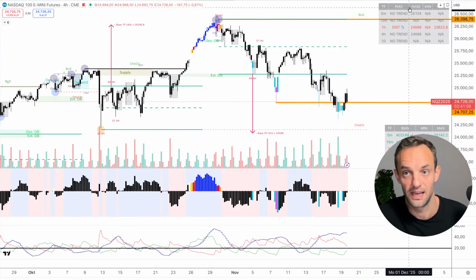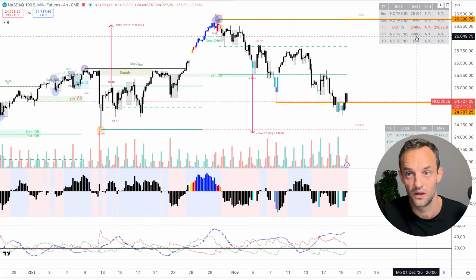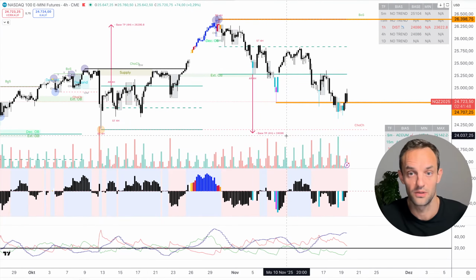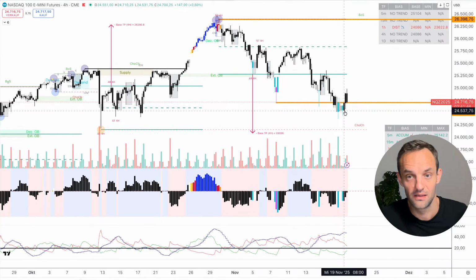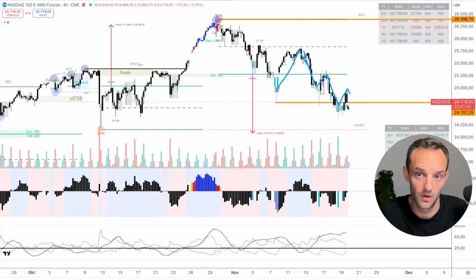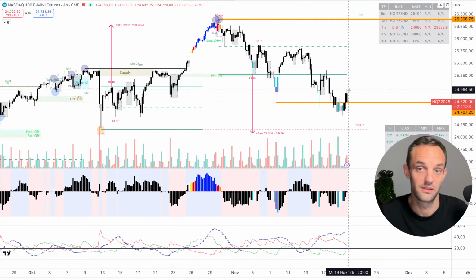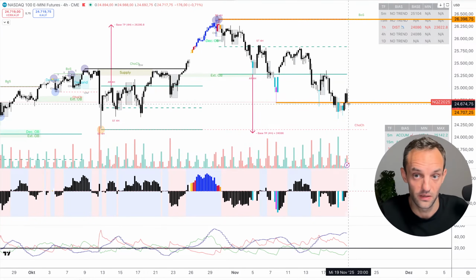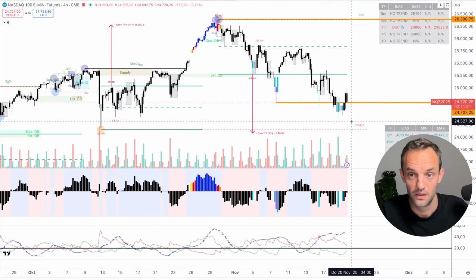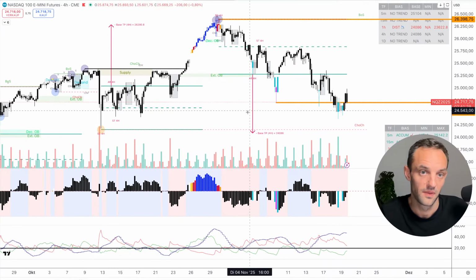here has no trend, has a target and distribution of this 24,086. And yeah, currently I think we are still in a downward rhythm. Okay. And of course now is the question if we get a trend reversal or if we get a trend continuation here to the downside.